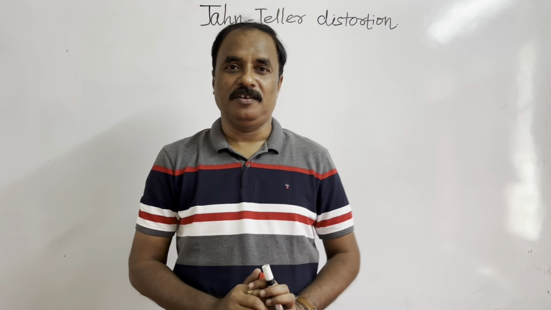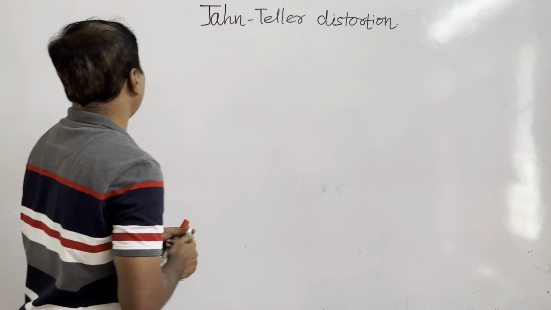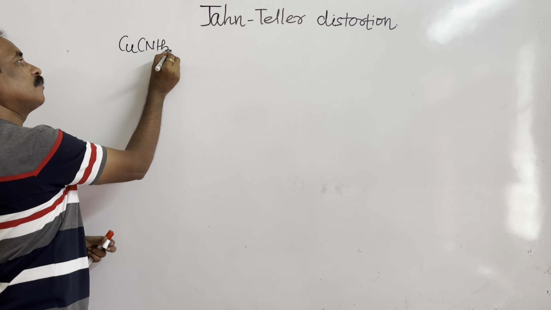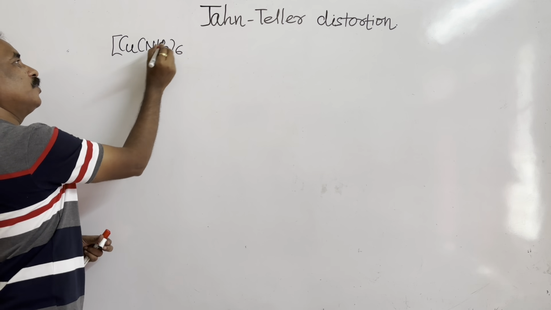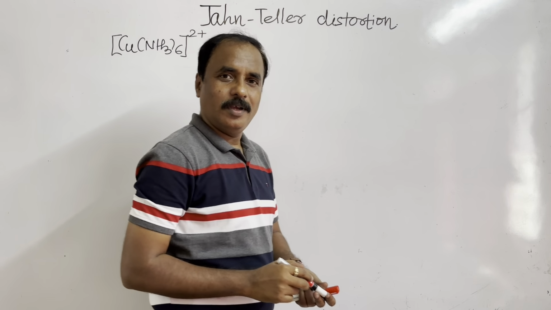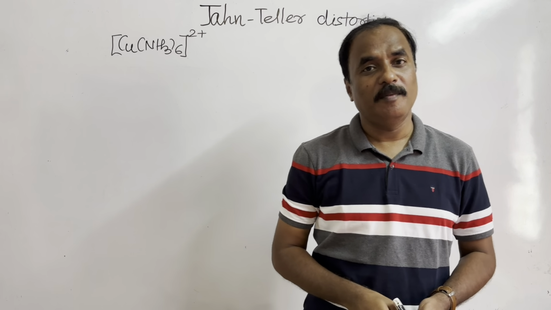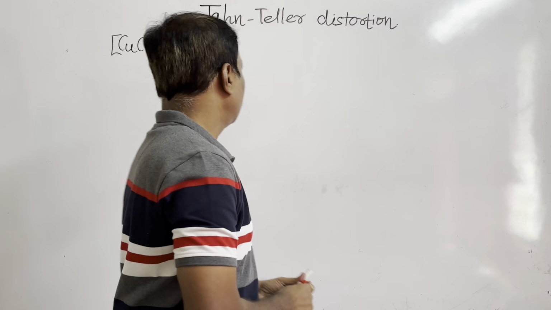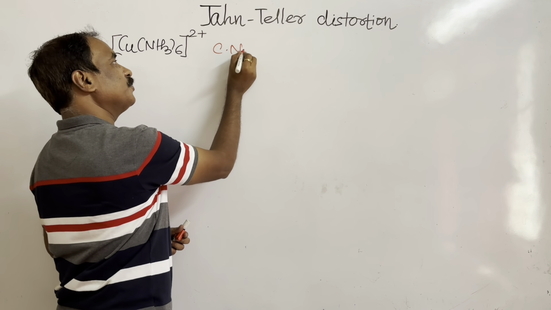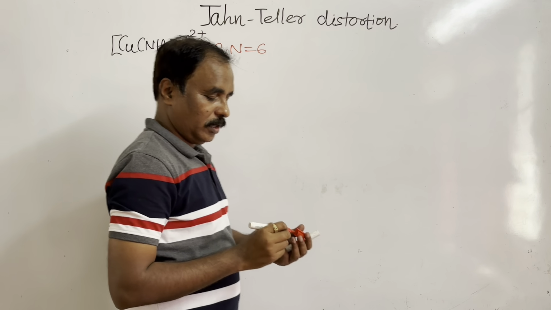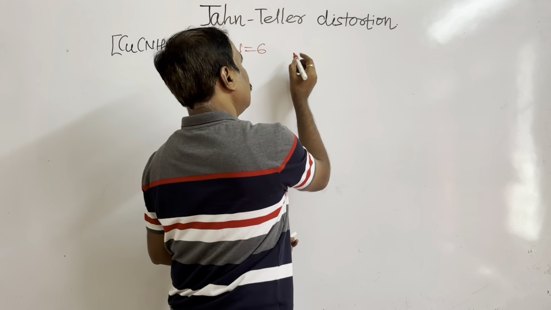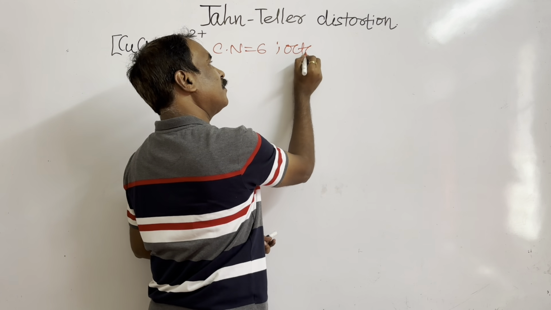Example of this distortion, I will take the complex of copper with ammonia, hexaammine copper(II). This is the complex, and here the metal is copper. What is the coordination number of this copper? Coordination number of copper is 6. And when the coordination number is 6, what is the geometry? Octahedral. So geometry is octahedral.